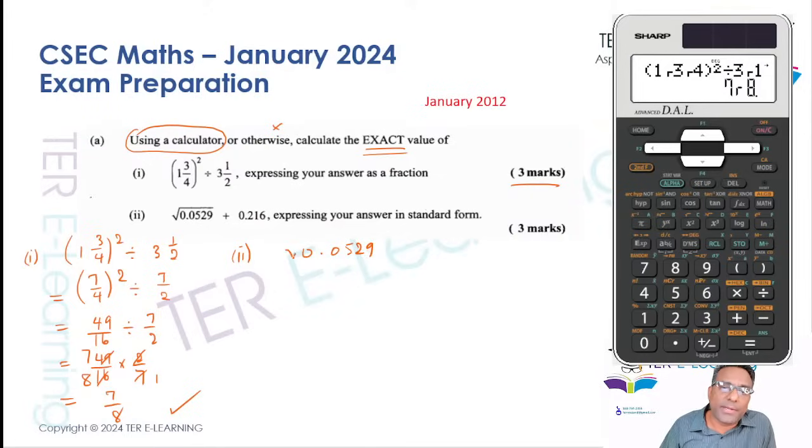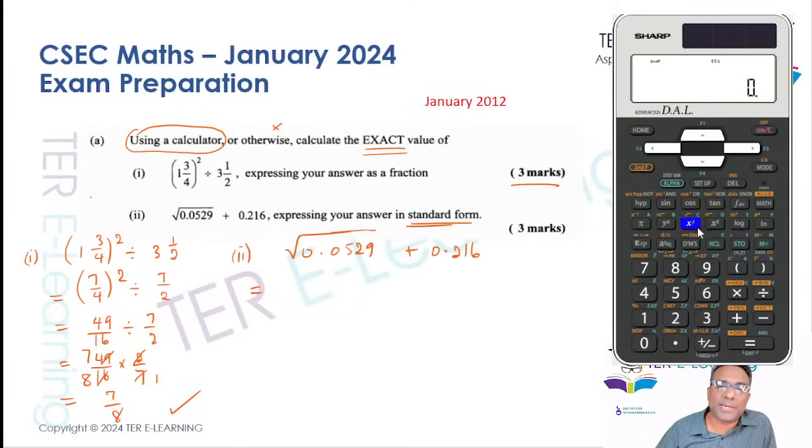Right, and we're going to find the square root of this, plus 0.216, and they want the answer in standard form. So you need to watch out for these things. In this case, I still have the calculator up, so I will work out the square root of 0.0529.